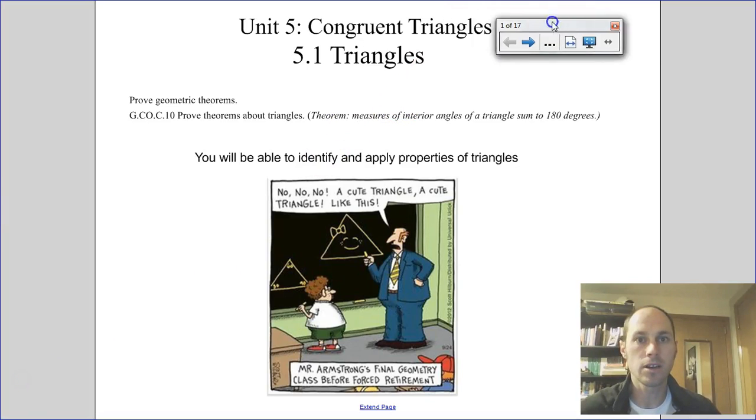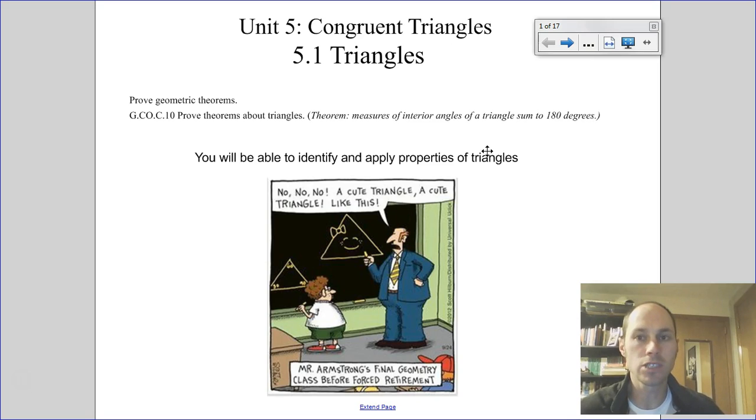Okay, we're going to start our unit on congruent triangles. And as we begin our first unit, we're just going to take a look at the basics of triangles, the different properties that we can identify and use as we work through solving problems involving triangles.